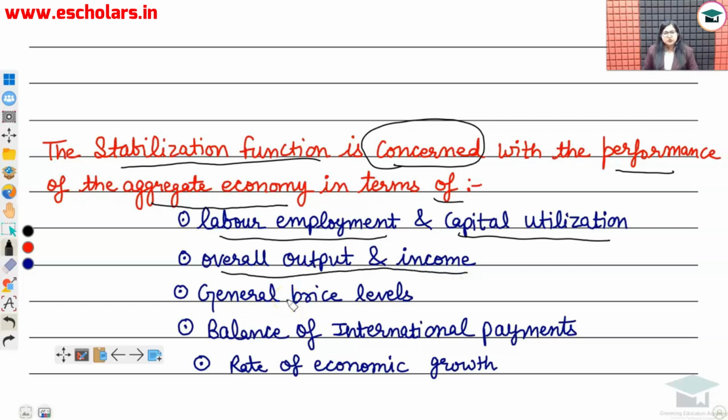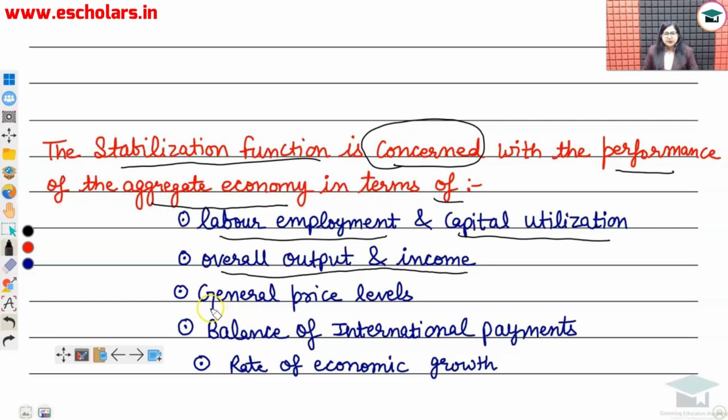Basically, the stabilization function ensures that there is proper generation of output and income in the economy, and moreover, the income is distributed in a fair manner. Okay, that is, the income is distributed in such a manner that it reduces the inequalities of income and wealth among the people living in the economy.